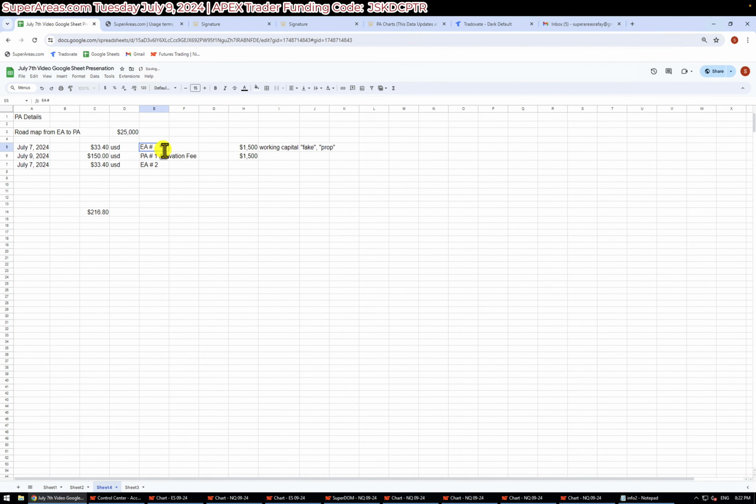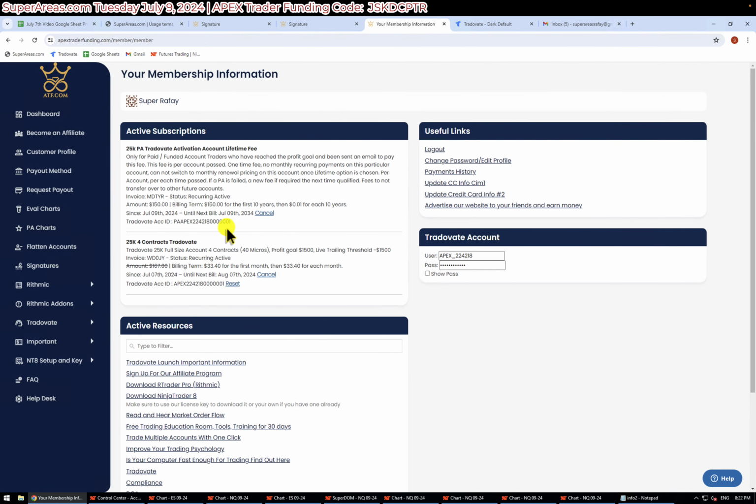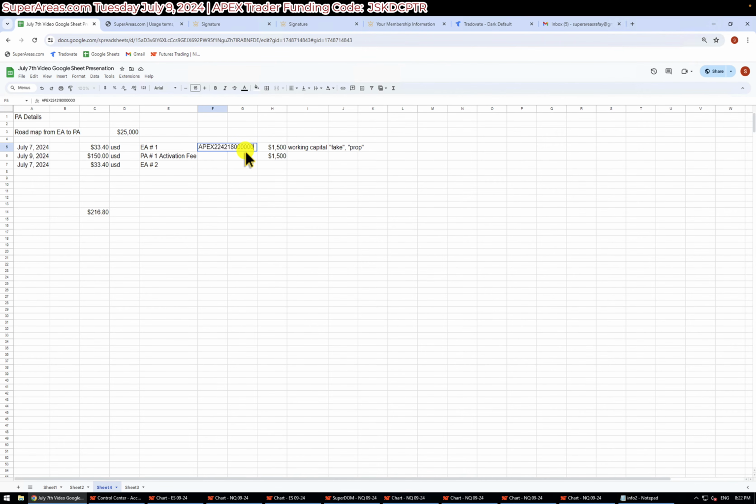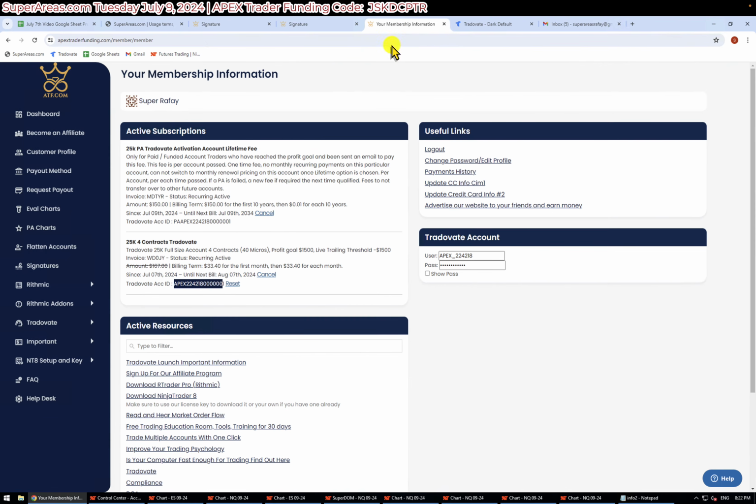Actually, EA2 you can call it, because 2 is the one passed, and you can write for your own ledger. You can particularly write the account numbers just to keep track. So this account number is 001. I bought that, and then I paid the PA activation fee, which you can say, all right, this is the account number.